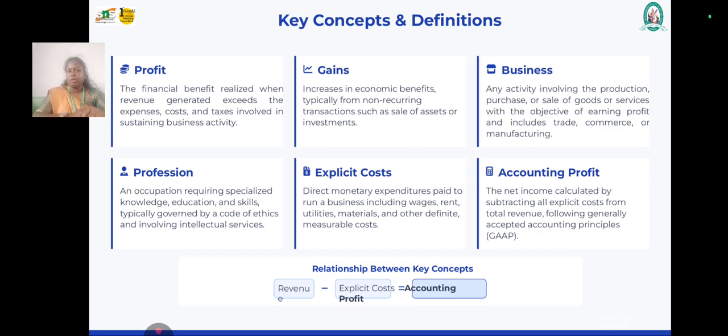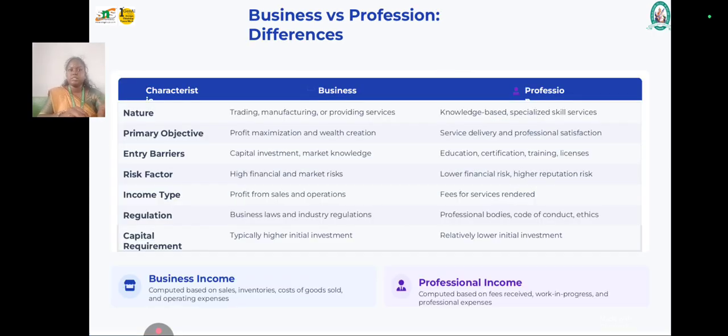Accounting profit is calculated as net income by subtracting all explicit costs from revenue, following generally accepted accounting principles, which is GAAP. We already have the basic accounting principles. So first we have profit, gain, business, profession, explicit cost and accounting profit. Actually, these are the steps. The relationship between the concepts is: revenue minus explicit cost gives accounting profit. The example is the pen I have given. Next we will see business versus profession.